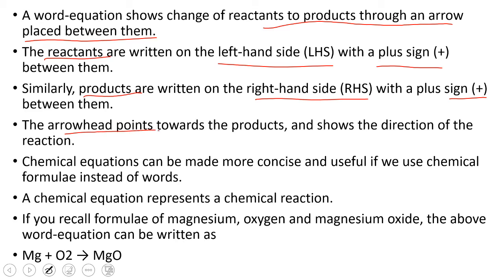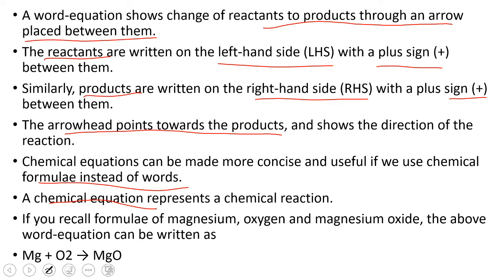The arrowhead should always point towards the products. That is, the head of the arrow mark is towards the product. It shows the direction of the reaction. These substances are reacting and going to produce this product, right? So chemical equations can be more concise and useful if we use chemical formulas instead of words. There I have written the word equation, and it will be more useful if you express the reaction with the help of symbols. So, chemical equation.